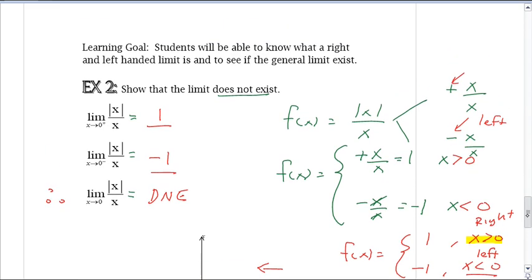Okay, so let me scroll up again. It says for our learning goal, let's see if we met it. Students will be able to know what a right-handed and a left-handed limit are. I believe you do, especially the notation, and if the general limit exists. I think we did a good job.